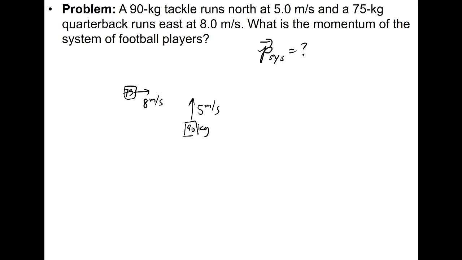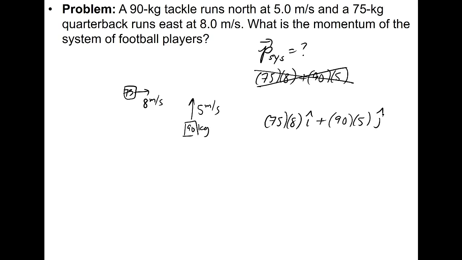Now a rookie mistake would be to just take 75 times 8 plus 90 times 5. But you can't do that because momentum is a vector. So instead, we have 75 times 8 i hat plus 90 times 5 j hat. And so 75 times 8 is going to be 600 i hat, and that'll be 450 j hat. And units for that will be kilogram meters per second.